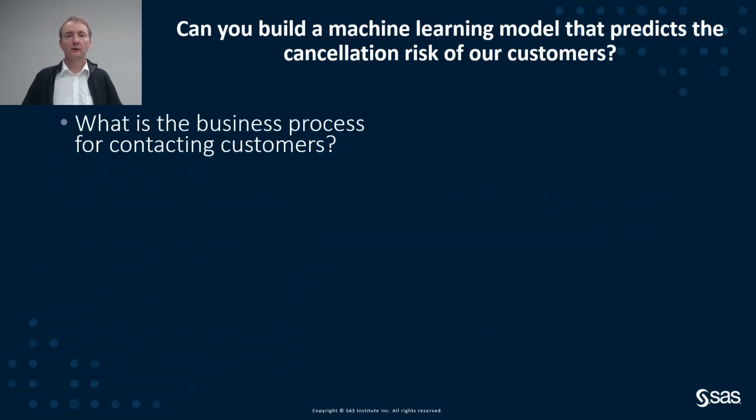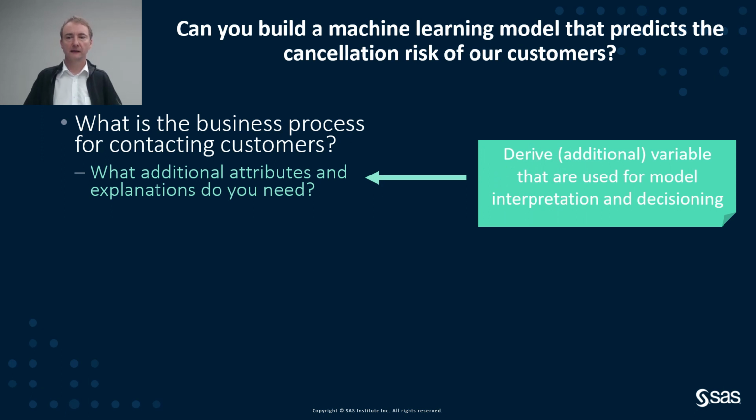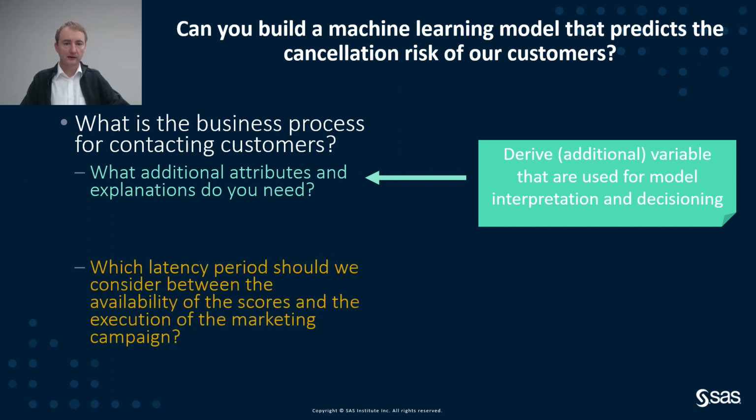Also, when we take a look at the same business question, say, yes, we can build such a model, but what is the business process, for example, for contacting customers? And are there any additional attributes and explanations that you need? So what does the business department need later on when they run the analysis? Is this, for example, just the risk score or the cancellation probability, or do we need to derive and provide additional variables for interpretation or decisioning, which also need to come along with the model? This is also something you need to define upfront before you start running your analysis.